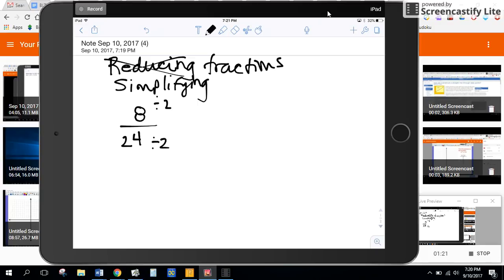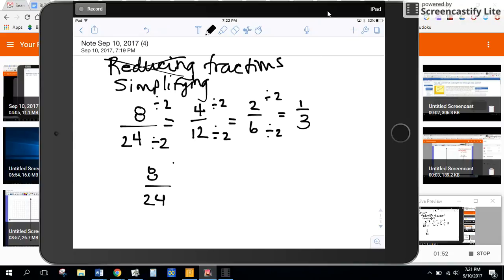So when we're reducing, we're doing the opposite of finding the common denominator, and we are dividing by a number that goes into both. If I divide by 2, I end up with 4/12. Again, I see that both my numbers are even, so I could divide by 2 again. I get 2/6. And then again, I see both my numbers are even, so I could divide by 2 again, and I get 1/3. The faster way would have been to take 8/24 and divide by the greatest common factor, which in this situation is 8, and go directly to 1/3.